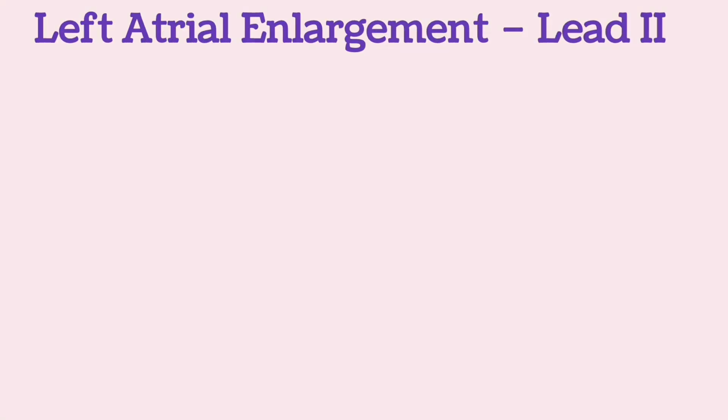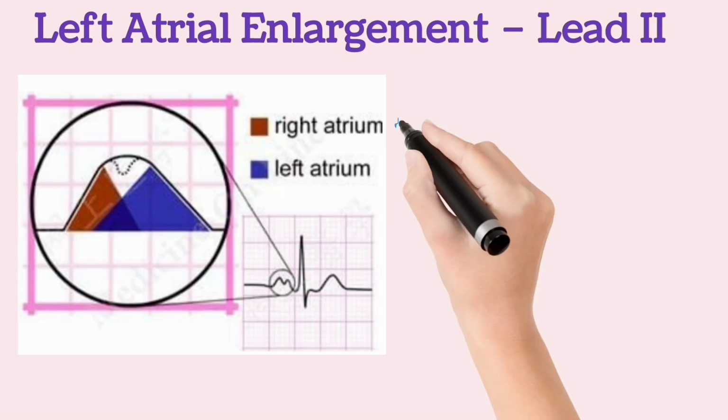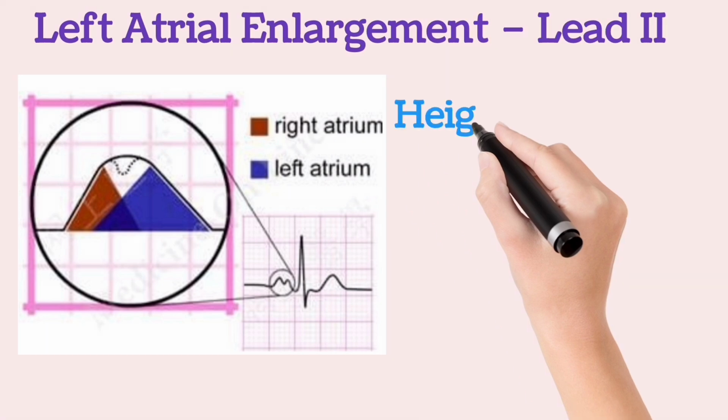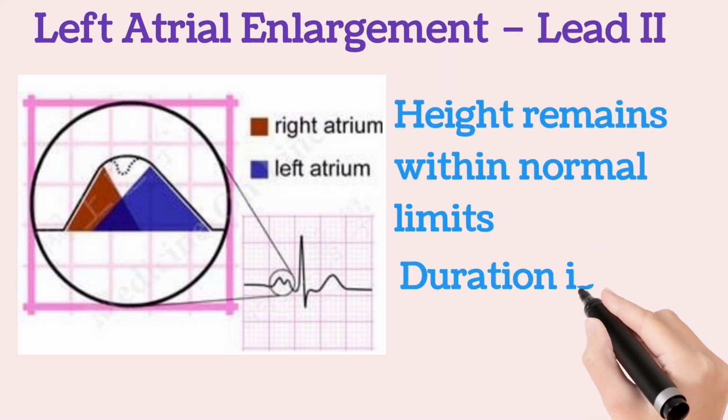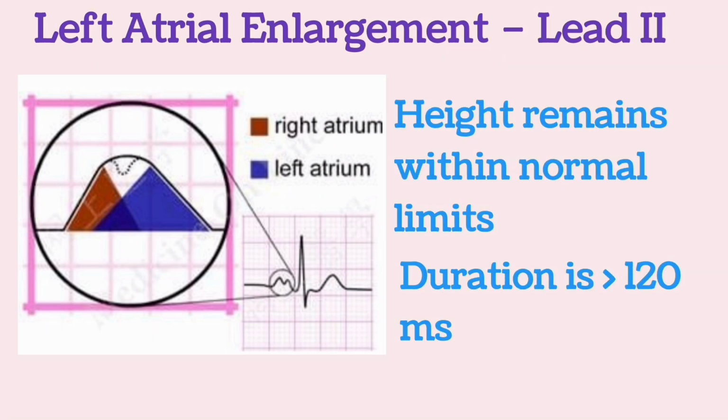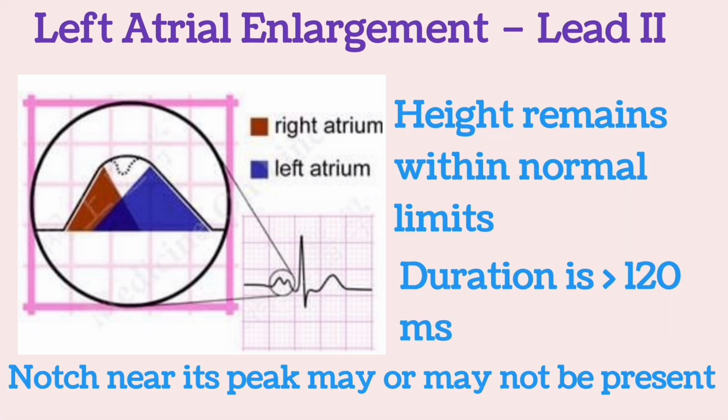In left atrial enlargement, the left atrial depolarization lasts longer than normal and its amplitude remains unchanged. Therefore, the height of the resultant P wave remains in the normal limit, but the duration is longer than 120 millisecond. A notch near its peak may or may not be present.